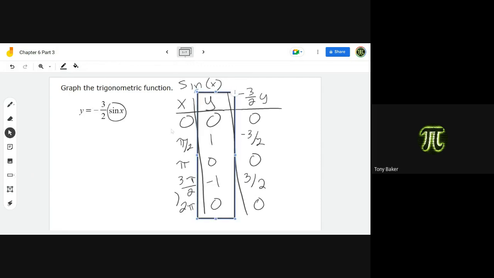What I wanted to do, black out that middle one, there's the points for my new graph. So my points are going to be 0, 0, pi/2, -3/2, pi, 0, 3pi/2, 3/2, and 2pi, 0.